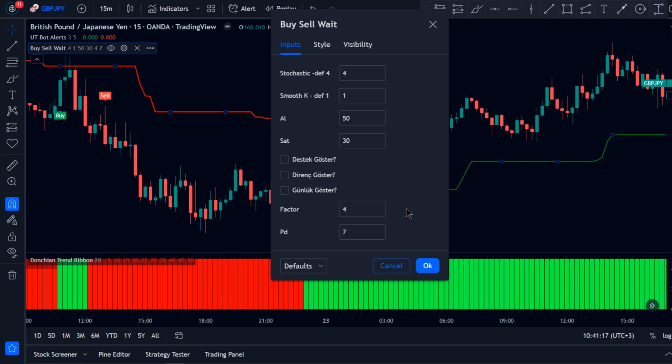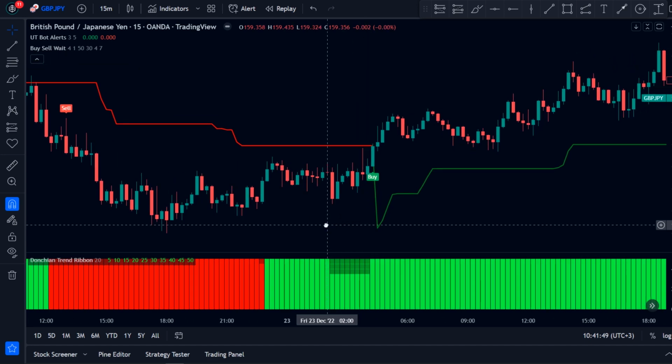Now, John didn't specify this, he recommended leaving the input settings to default, but after a little bit of backtesting, I realized that changing the factor to 4 actually mitigated a lot of losing trades. So yeah, click OK. Now let's go over the conditions for entering trades.